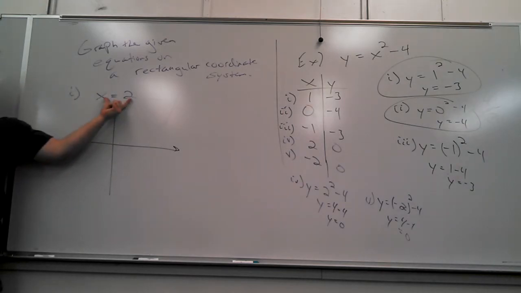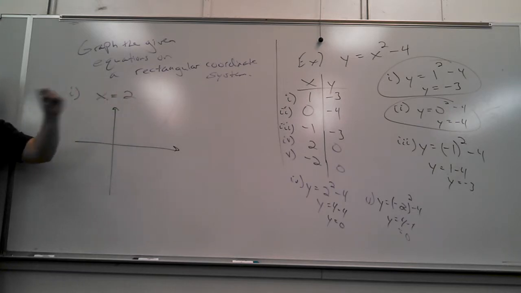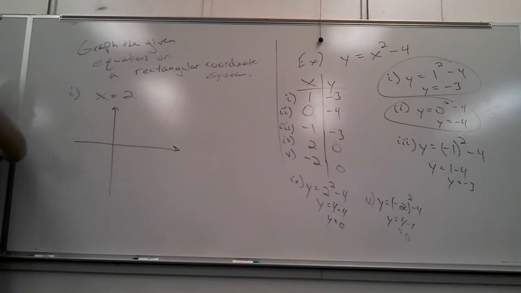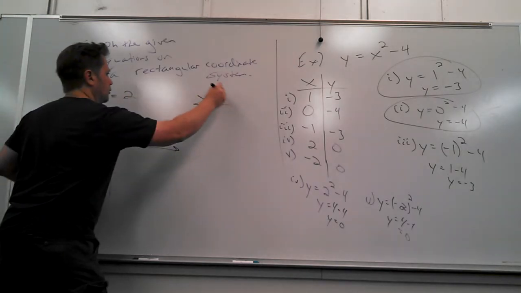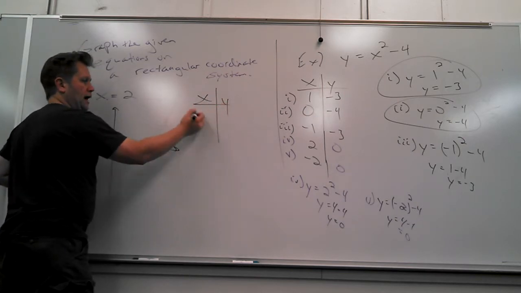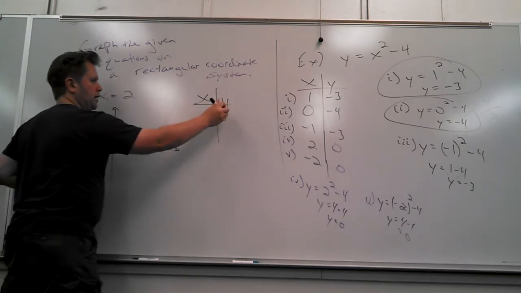What does this equation say must be true? X equals 2. X must be 2. What can y do? This equation says nothing, so y can go insane. But anything you plot has to have x is 2. So if you want to make a table, it's almost silly. Y can be anything you want, but x has to be 2. So what do you want y to be?